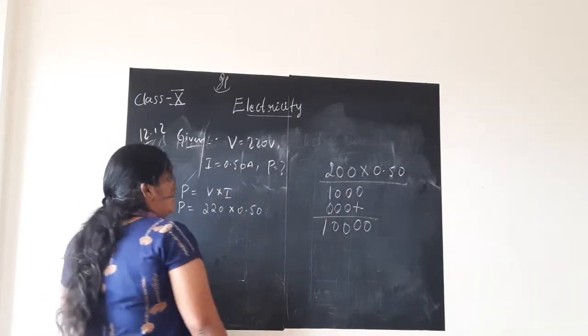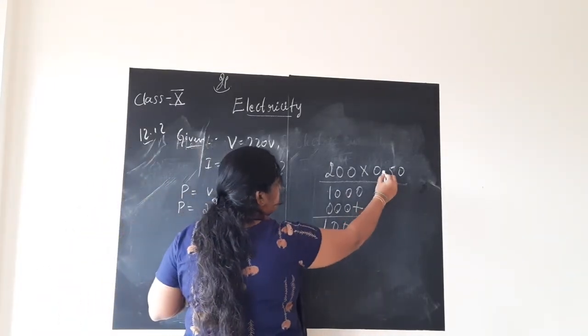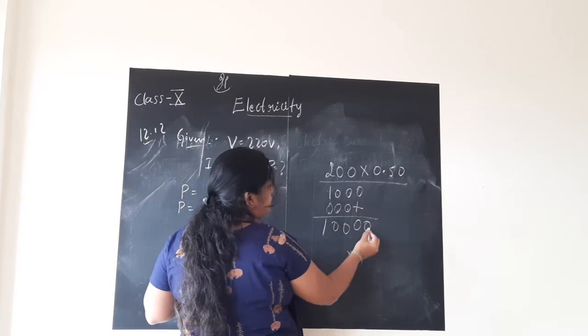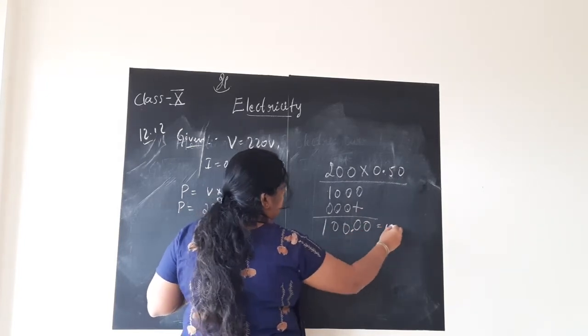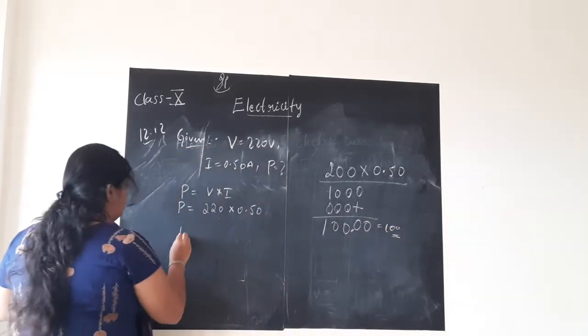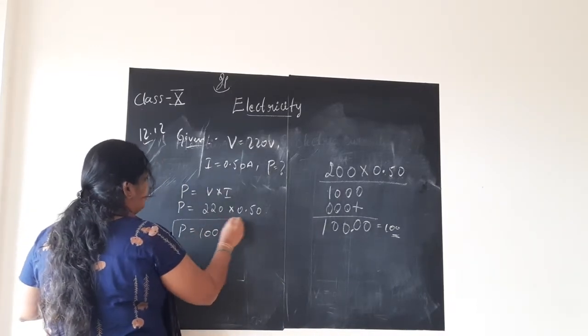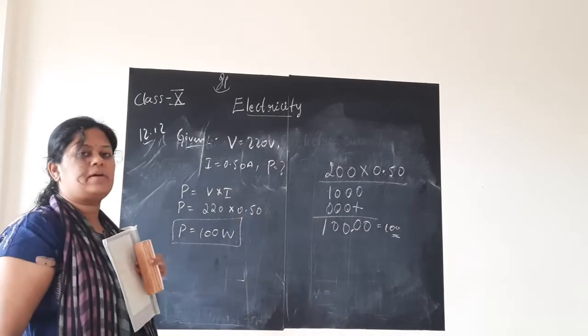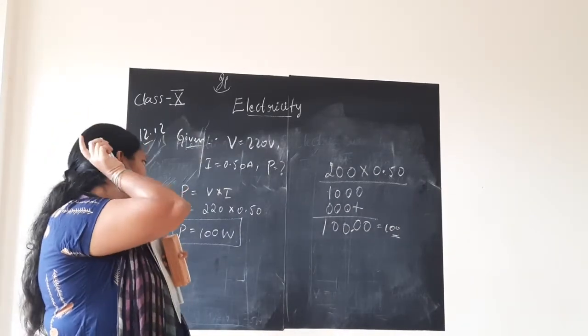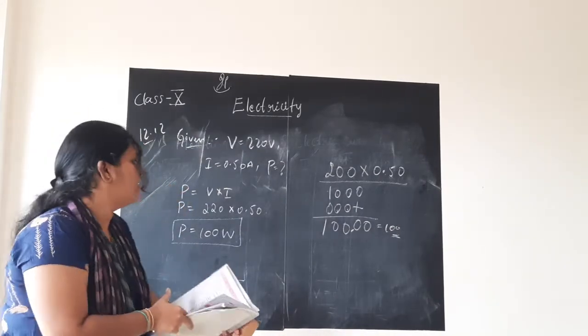That's all. Now, how many digits are there after the decimal point? 2 digits. So 1, 2. That is equal to 100 I got. See, power is 100. What is the unit, children? Watts. You can either write full watts or just the capital W. Both are same. So power is 100 watts. So easily we got 100 watts.